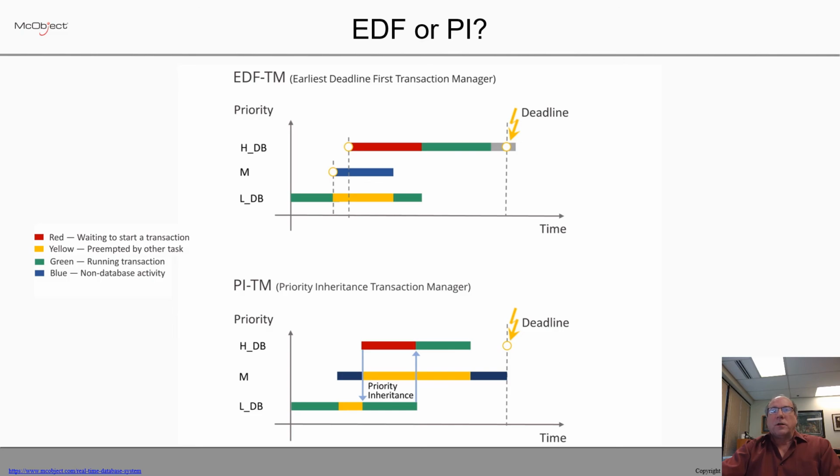However, with priority inheritance, shown on the lower half of the slide, the operating system will be able to raise LDB's priority up to HDB's priority at the moment when HDB arrives, thus allowing LDB to preempt M, which allows LDB to complete its transaction and free the way for HDB, and all transactions meet their deadlines. As you can see in this scenario, the priority inheritance scheme is better.